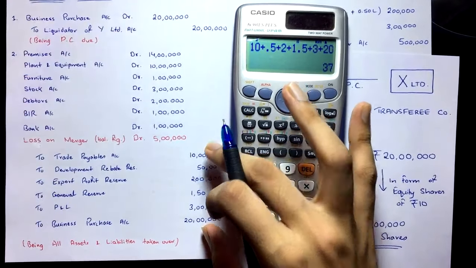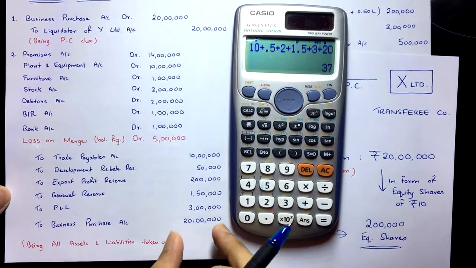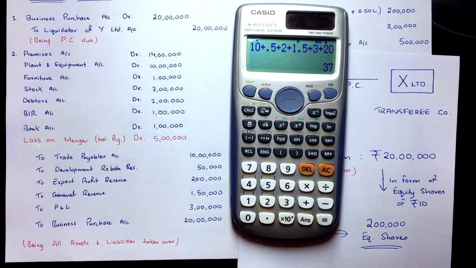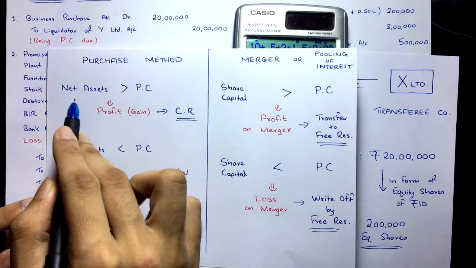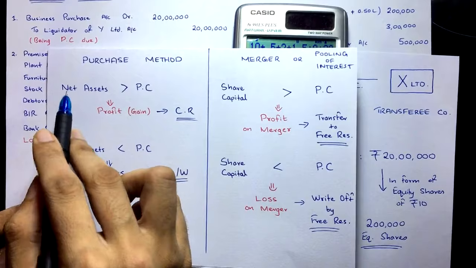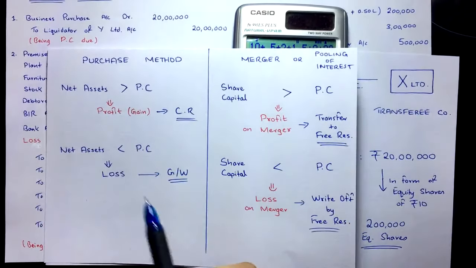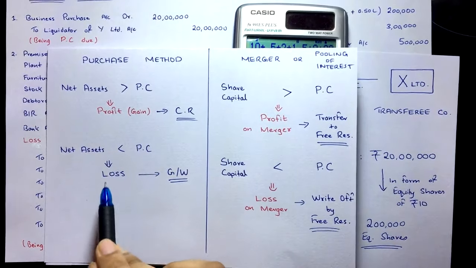Which one? Debit side. So if balance comes on debit side, that would be loss on merger. You have paid more than what you have got. Okay, here what you do in merger method is, see here, in the purchase method, what we used to do, we used to compare the net assets, asset minus liabilities, and we used to compare that with the purchase consideration. What have we paid and what net assets we have got? If we have paid more, then that would be loss.